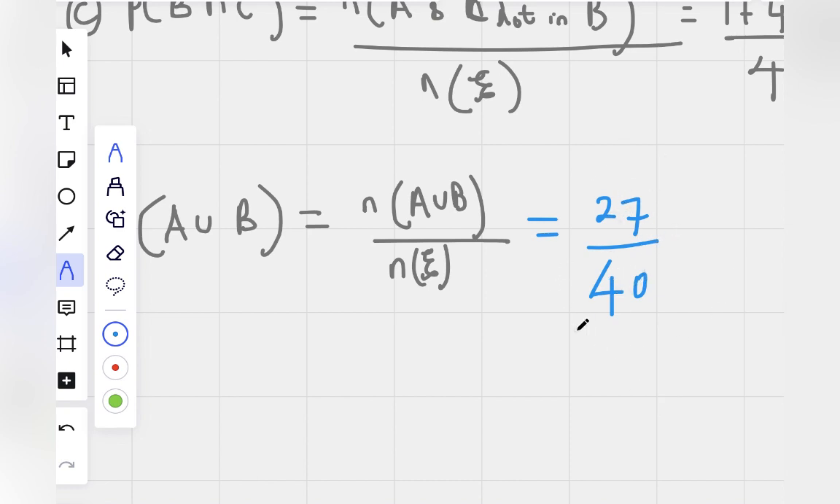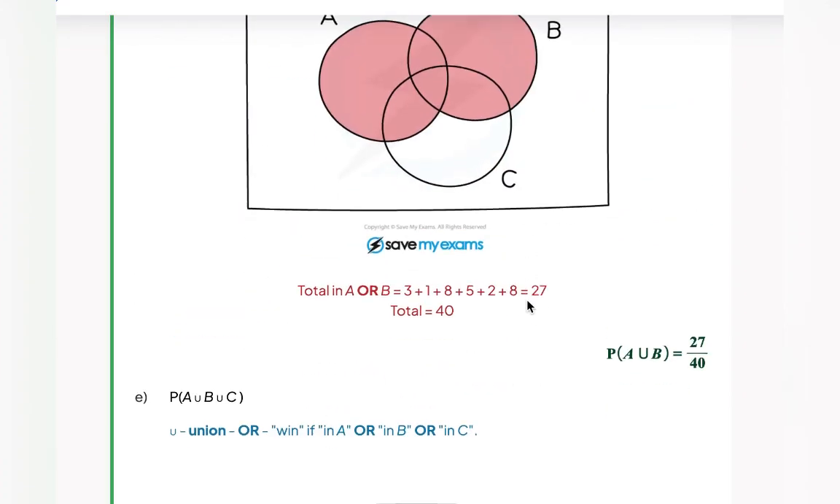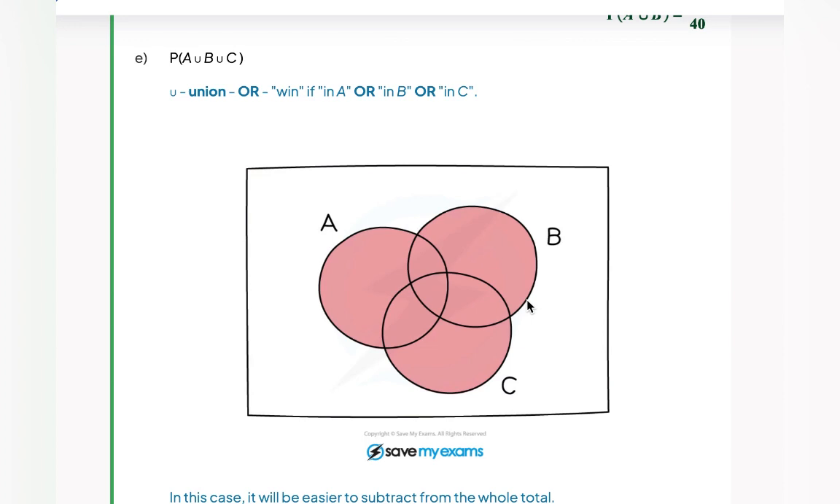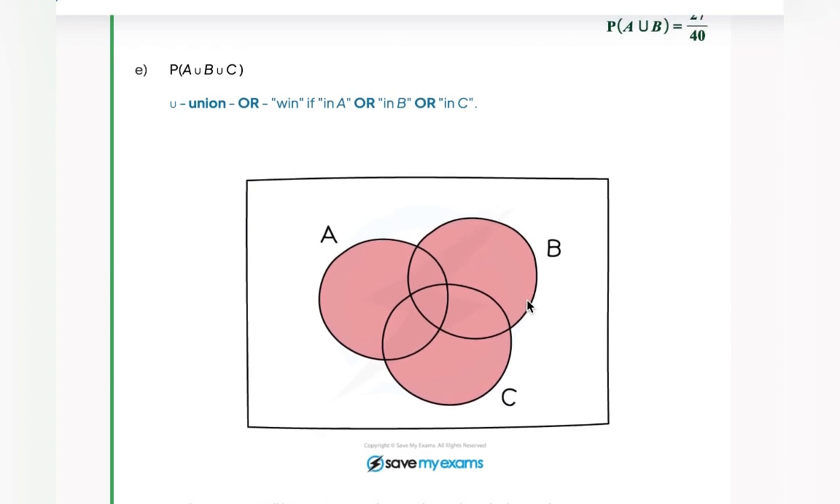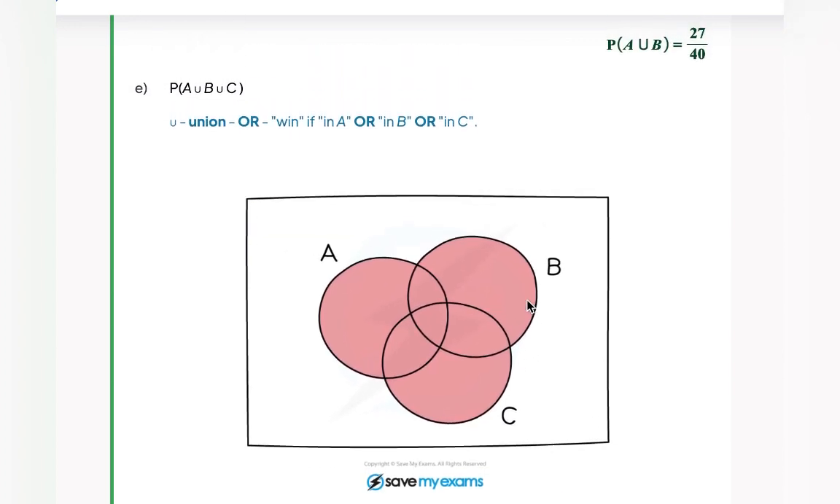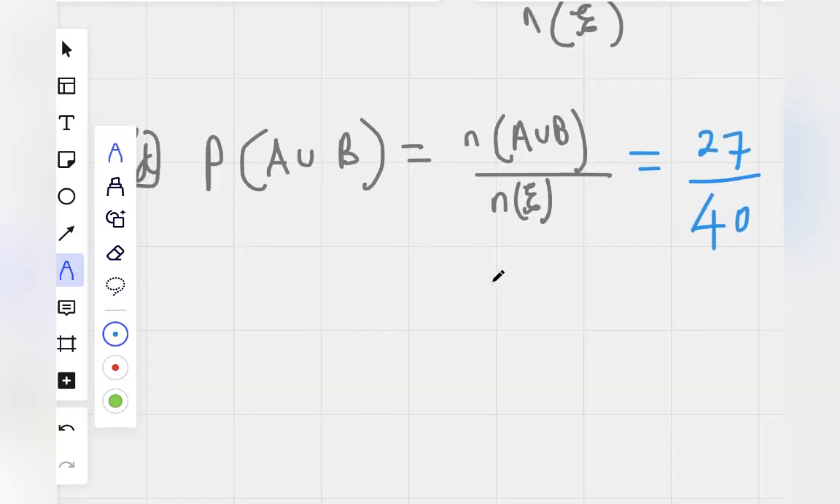So we leave this as it is. I think that's it for this question. They still have the E part of the question, A union B union C, meaning we have to shade everywhere. A union B union C, we sum them up, and then we find the probability, the E question.